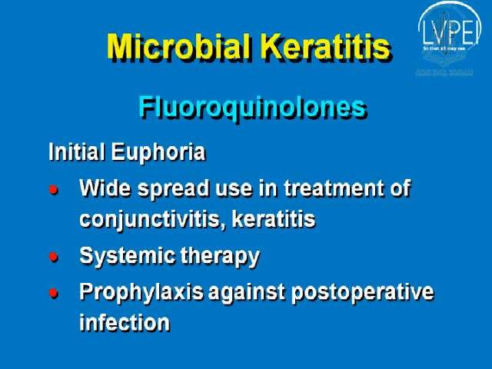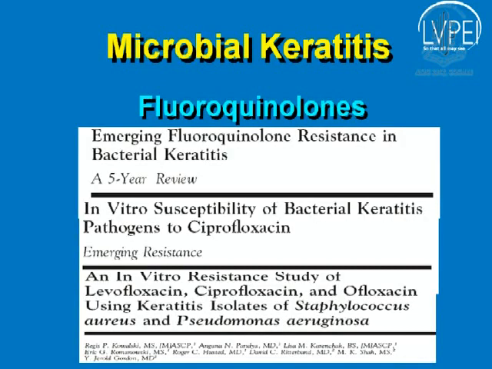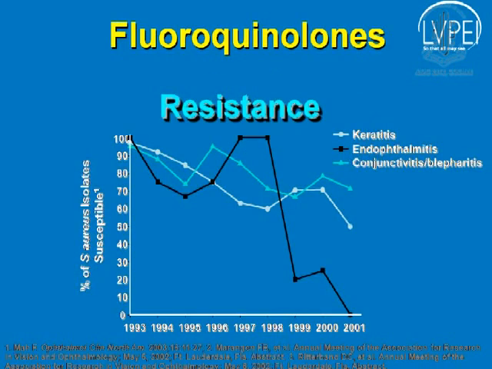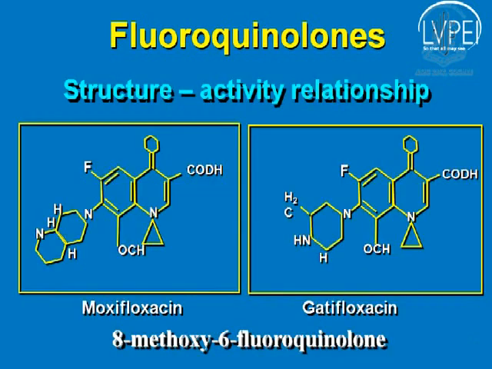Now, what this euphoria resulted in? Within 5 years, we started seeing emergence of resistant organisms, particularly to first generation fluoroquinolones. There were several reports which were published of resistance or decreased susceptibility, not only for isolates from keratitis, but also from isolates of conjunctivitis and endophthalmitis. This led industry to look for better molecules, and they developed 8-methoxyfluoroquinolone in the form of moxifloxacin and gatifloxacin.